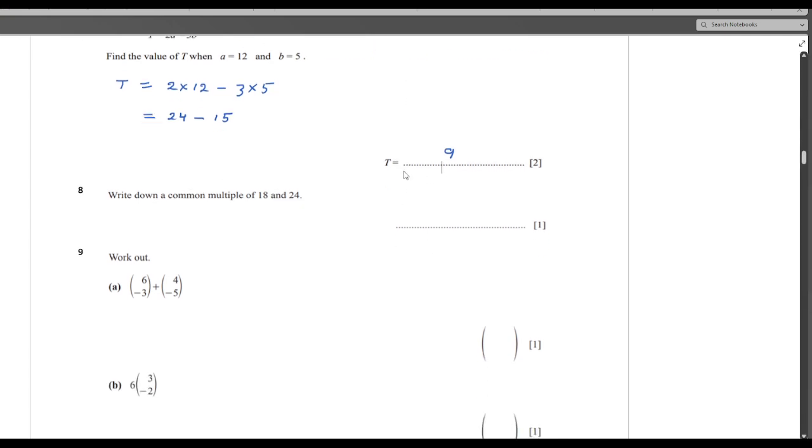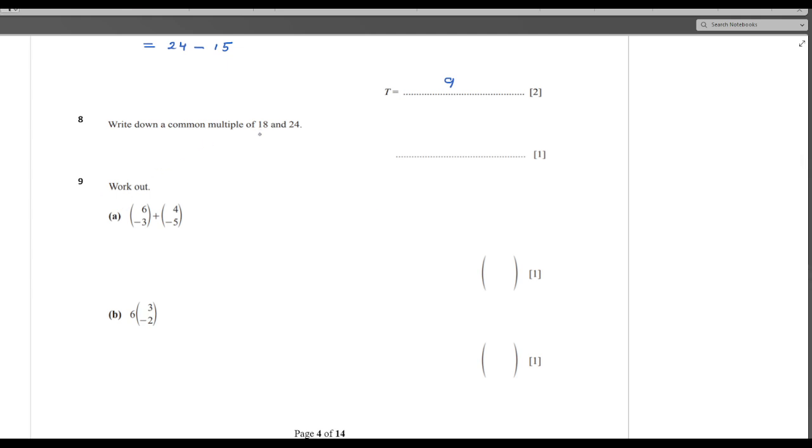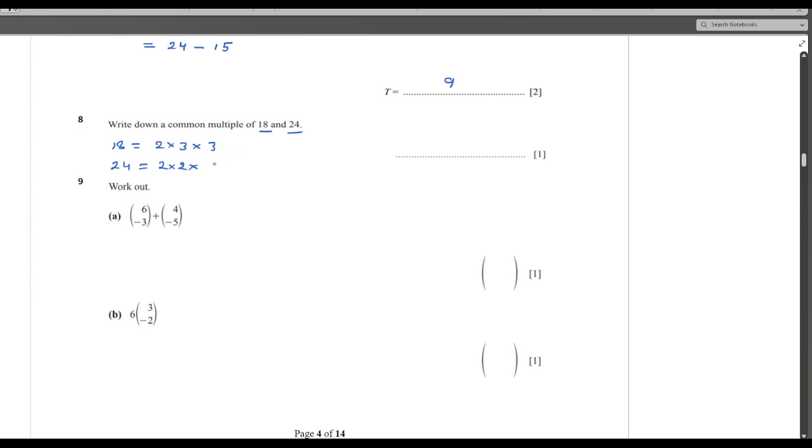Write down a common multiple of 18 and 24. Common multiple of 18 and 24. So that means you have to find the least common multiple, LCM. Write down a common multiple, or you can write any higher common multiple. Now your 18 can be written in prime factors as 2 times 3 times 3, and this 24 can be written as 2 times 2 times 2 times 3.